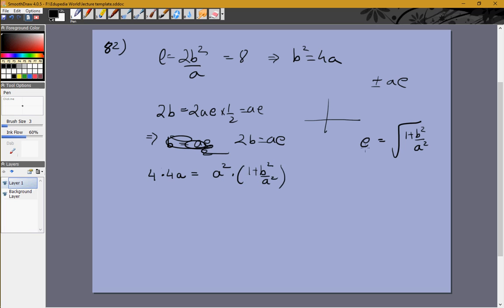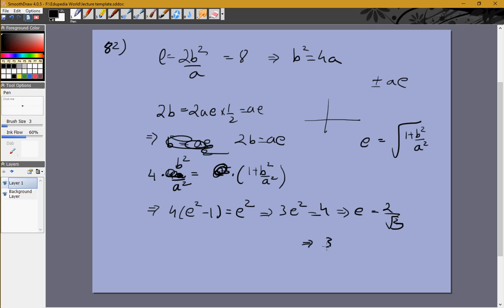Actually, it will be easier to solve in terms of E. So instead of this, we'll just write it as B squared, and this is B squared by A squared, and we'll write that as E square minus 1. Okay, so the equation we get is 4 times E square minus 1 is equal to E squared, which means 3E squared is equal to 4, which means E squared is 4 by 3, or E is 2 by root 3. So the answer to this question will be E is 2 by root 3, which is option 3.